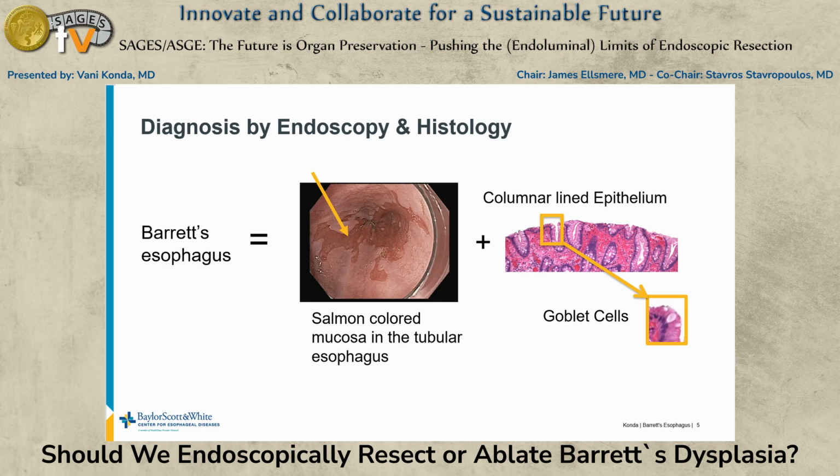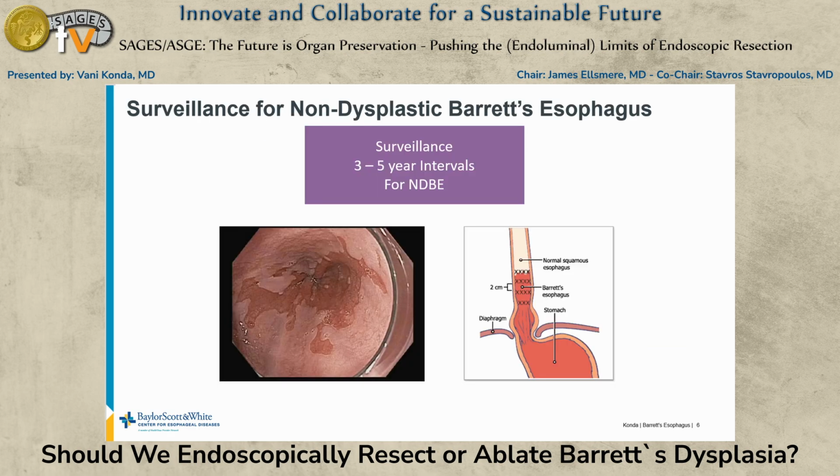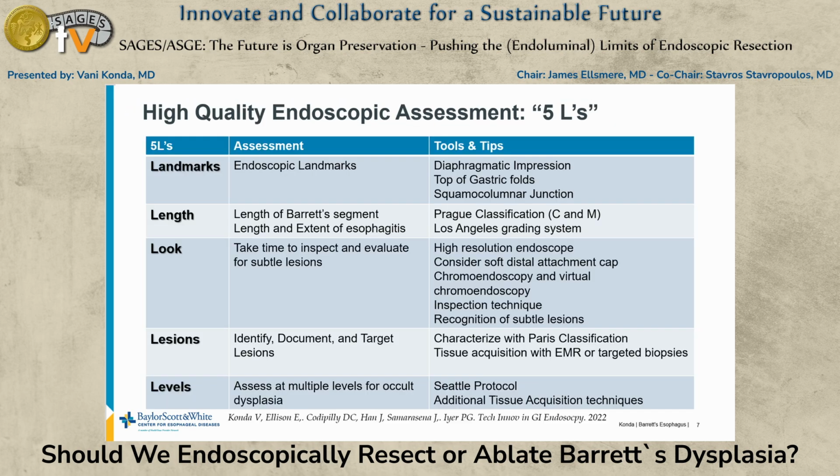The diagnosis is made by two parts: both the endoscopic appearance with salmon-colored mucosa in the tubular esophagus of at least 1 centimeter, and the histologic criteria, which is columnar-lined epithelium with the presence of goblet cells. For those patients who are diagnosed with Barrett's without dysplasia, we can perform surveillance every 3 to 5 years with a biopsy protocol like the Seattle biopsy protocol, which is to biopsy all visible lesions and then to perform random 4-quadrant biopsies every 1 to 2 centimeters, specifically every 1 centimeter if there's a previous history of dysplasia.